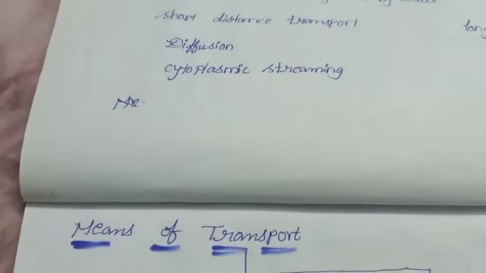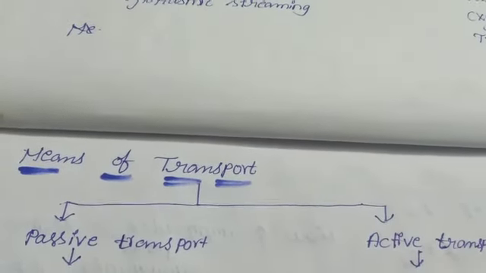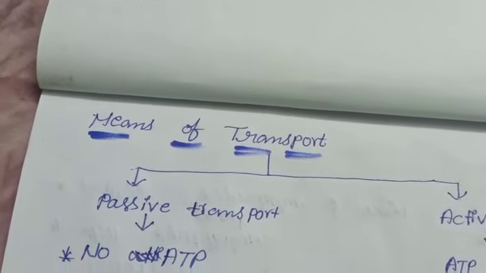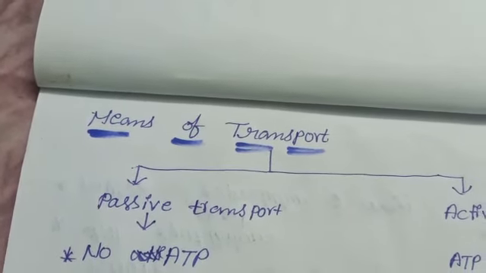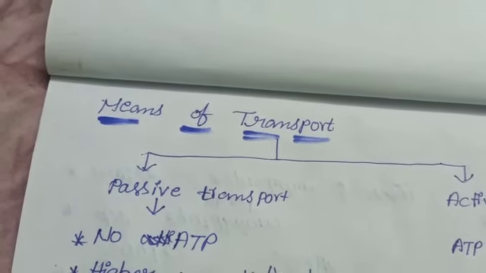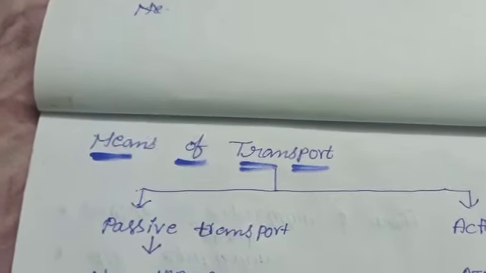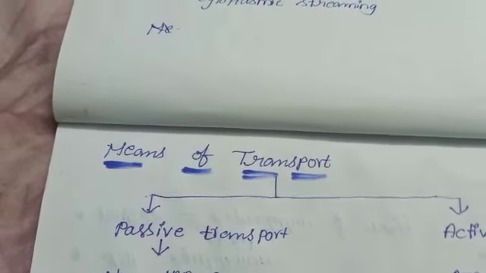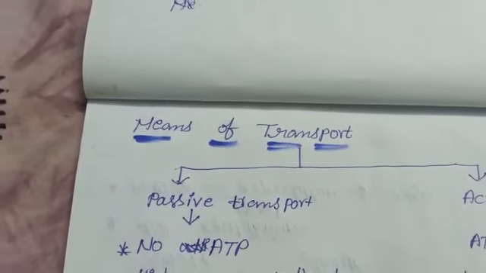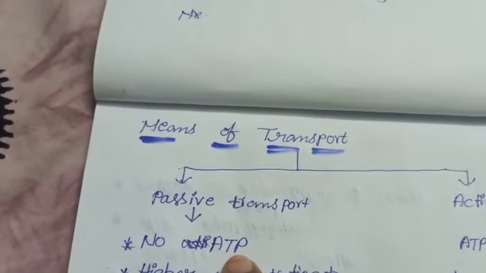When we talk about the means of transportation, it is of two types: passive transport and active transport. Passive transport is the movement of molecules, liquids, or solids from a region of higher concentration to a region of lower concentration without the utilization of energy. In plants, energy is in the form of ATP. So there is no ATP, meaning there is no utilization of energy.